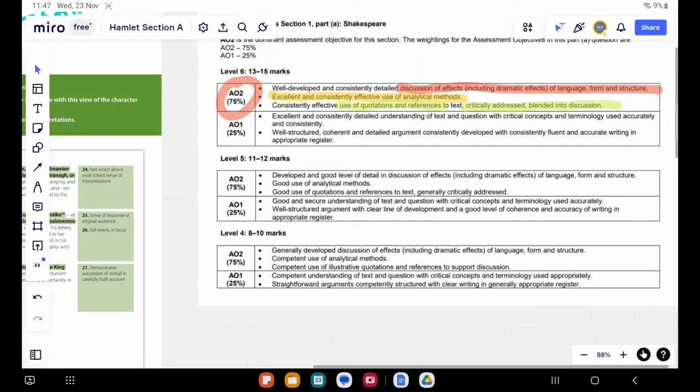We know AO2 is all about shaping meaning. So discussion of effects, including dramatic effects, that's very important, and that's mentioned in the question. But here it says language, structure, and form. So bear that in mind.